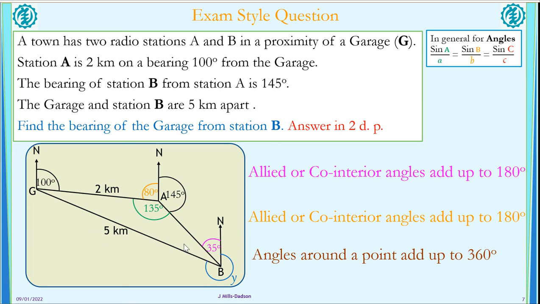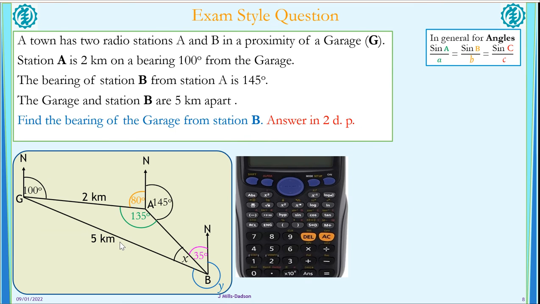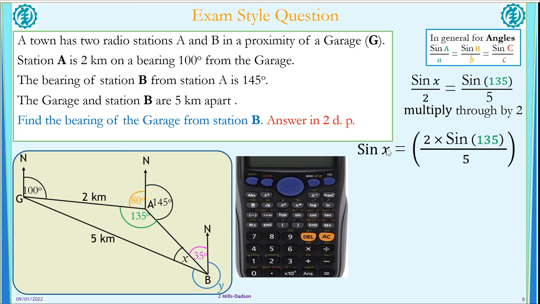Now let's label this angle X and let's check if we have the pairs of information for the sine rule. A missing angle and a side, a known angle and a side. Yes, it conforms to that. So we just say sine X over 2 kilometers is equal to sine 135 over 5 kilometers. That's what we have here. We multiply through by 2 to cancel out these 2. Then we find the inverse of sine on this and follow the same procedure.